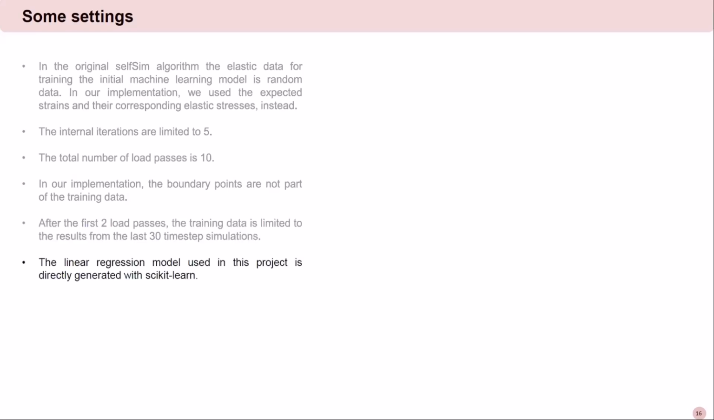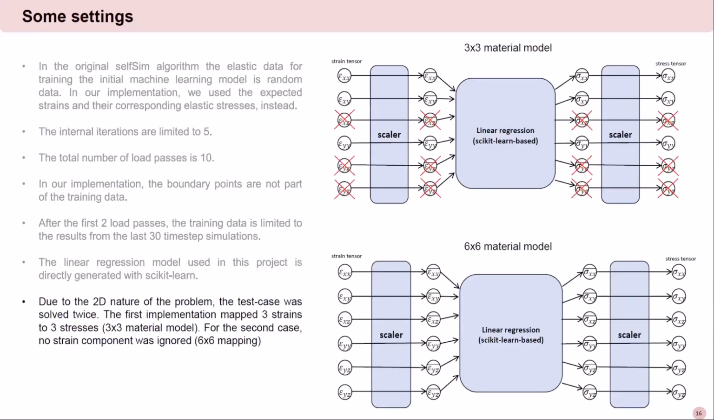The linear regression model that I used for solving this problem was implemented in scikit-learn. And the problem is two-dimensional, so some components of the strains are 0 in this case, and some components of the stresses are also 0. So we implemented it twice. In the first one, we are simply neglecting all the zeros. And in the second implementation, we are not neglecting anything, but leaving the zeros there.